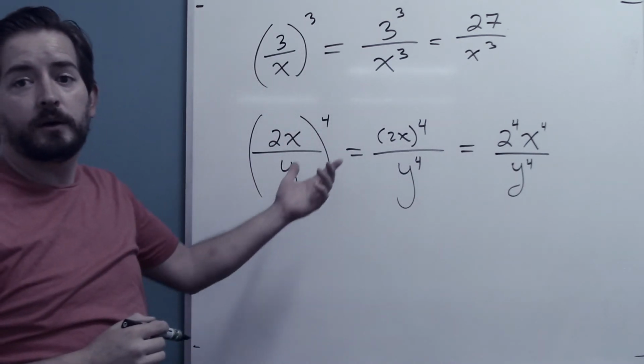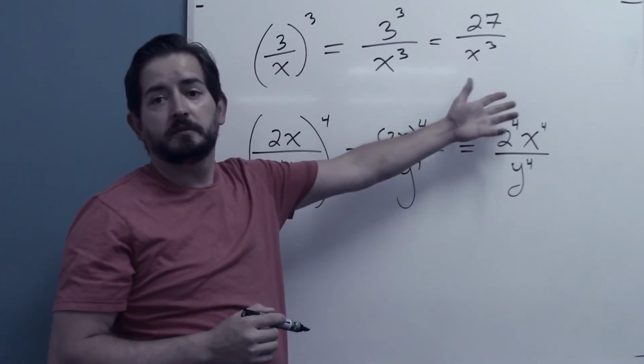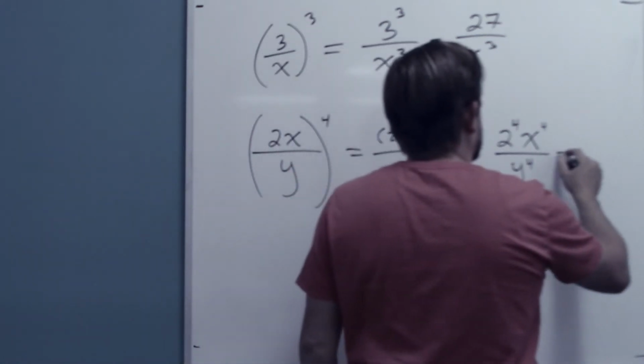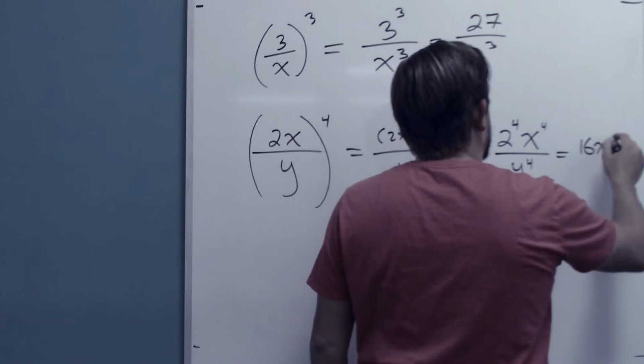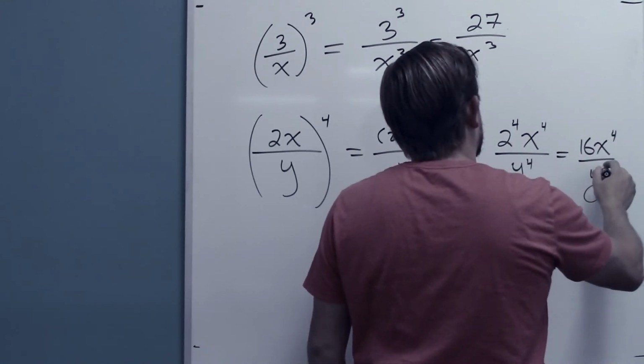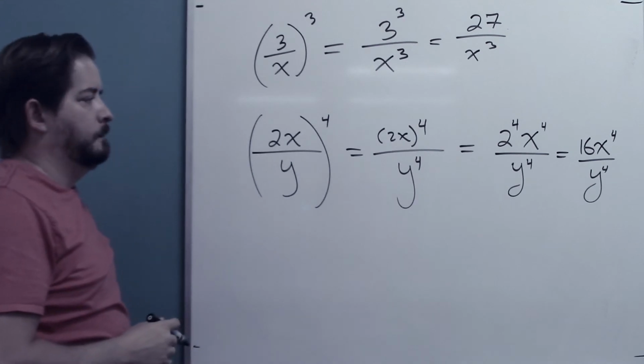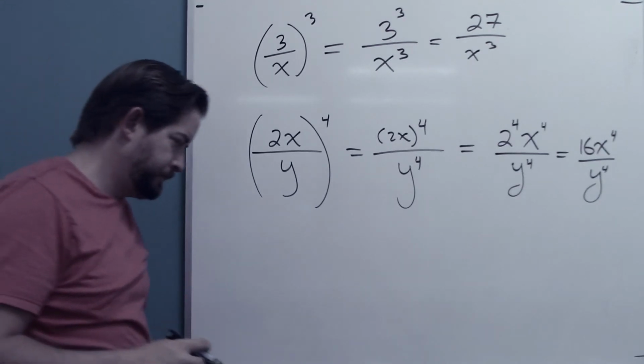And if you can evaluate one of these things, that 2 to the fourth, go ahead and do that. 2 to the fourth is 2, 4, 8, 16. So 16, x to the fourth, y to the fourth. Okay, good.